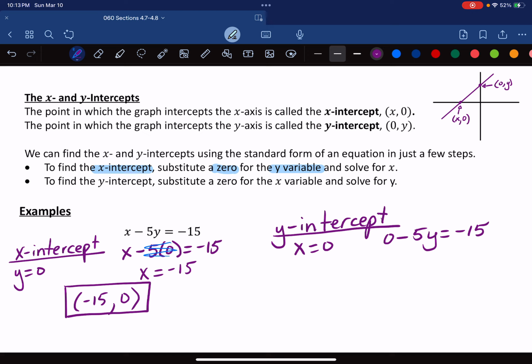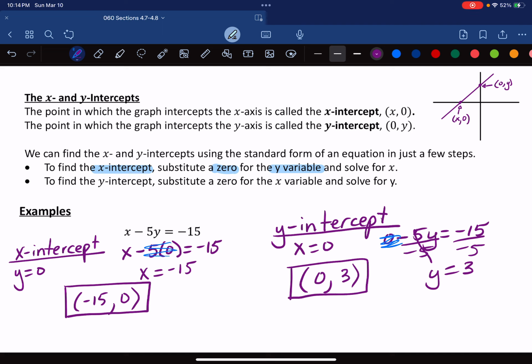And once again, since this is in standard form, the zeros cancel here. We have this nice little equation here. It's a one-step equation that we can kind of do in our head because the x is gone. We're just left with the minus 5y. So I could, in my head, just divide by negative 5, getting that y equals 3. And now I know that x is 0, y is 3. So my y-intercept is 0, 3.